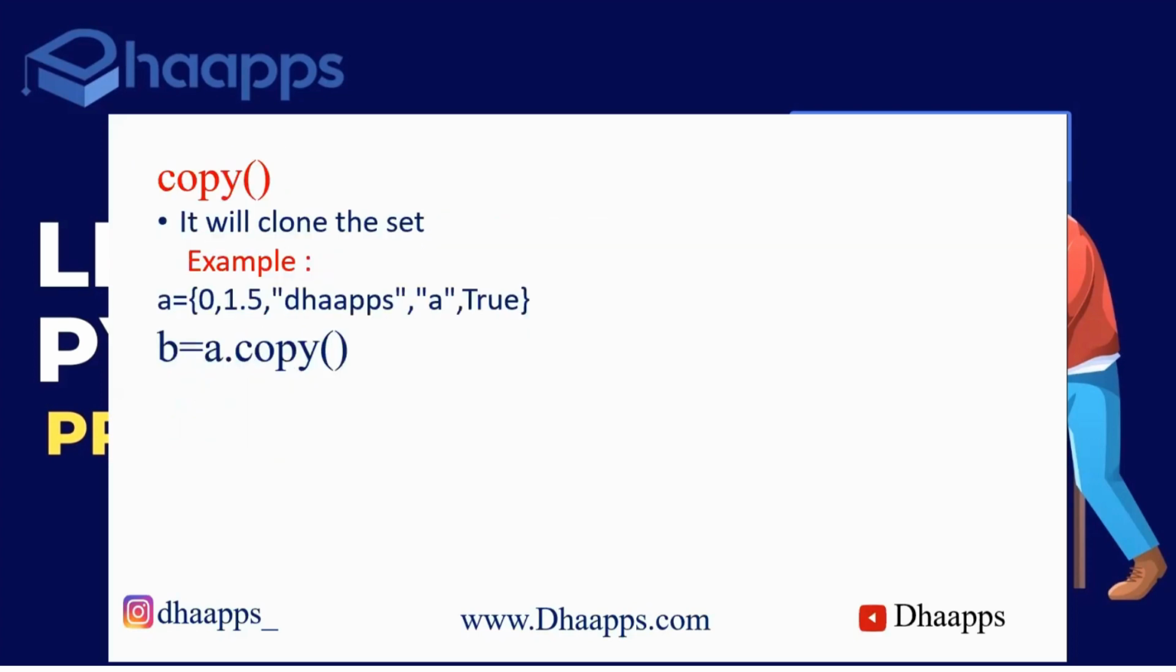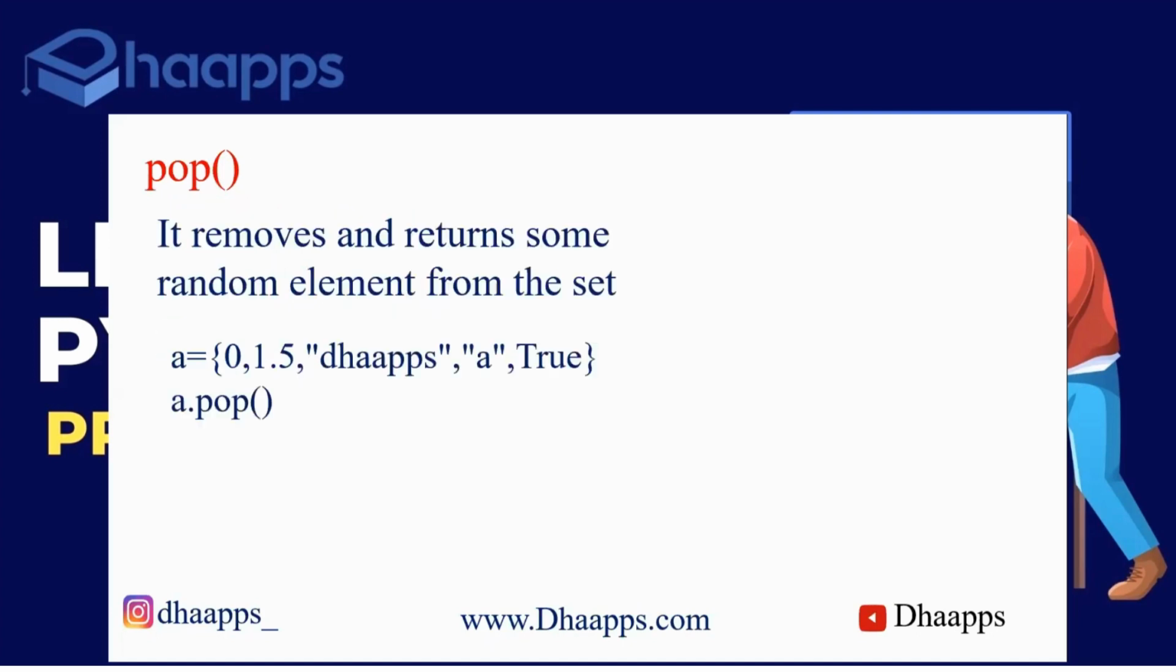Copy, what will it do? The copy function: you have an element, you have one more element. Simply, it will clone it. So both the sets will get the same thing.